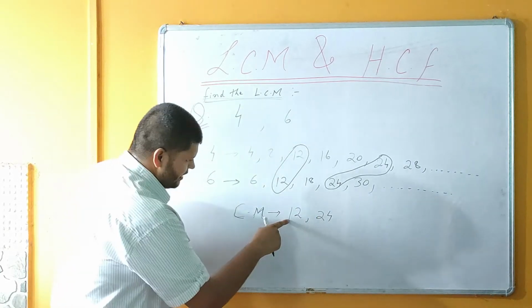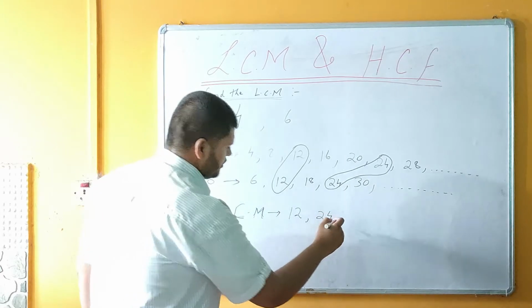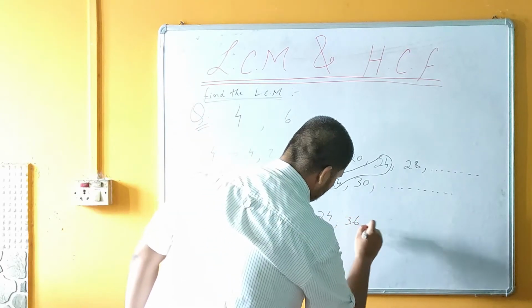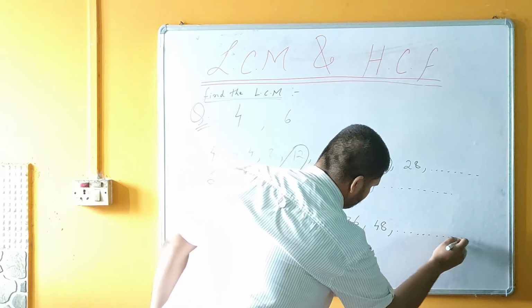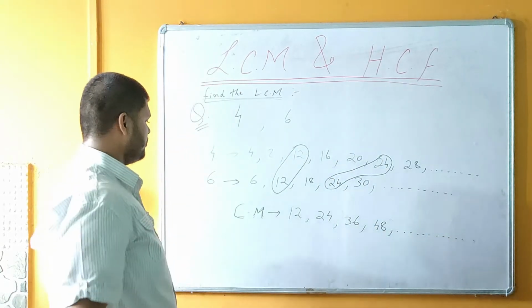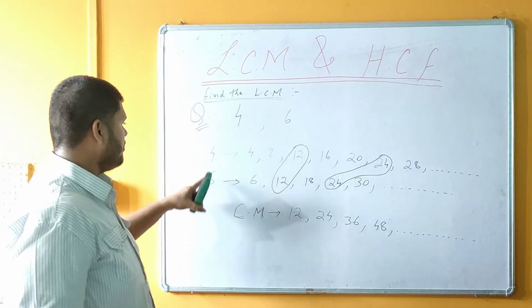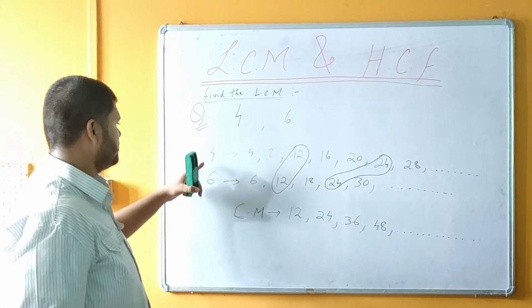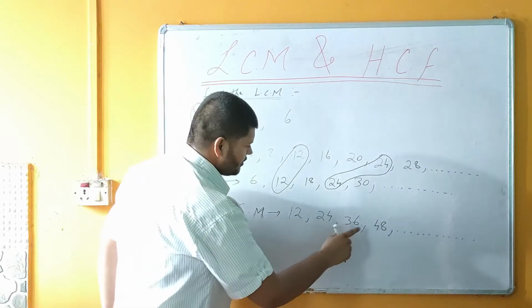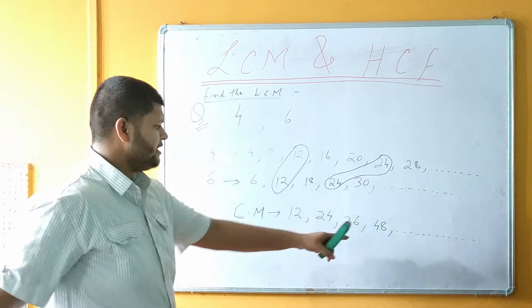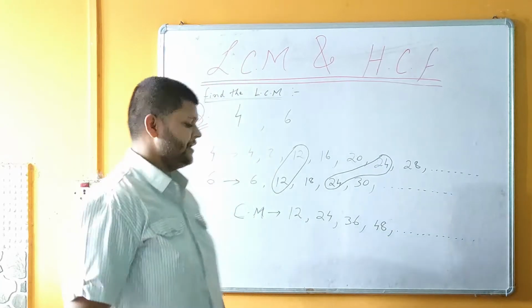So see, 12 1s are 12, 12 2s are 24, 12 3s are 36, 12 4s are 48. In this way, it will continue up to infinity. So we have already found the common multiples for these two numbers. What are they? 12, 24, 36, 48. In this way, it will continue up to infinity.